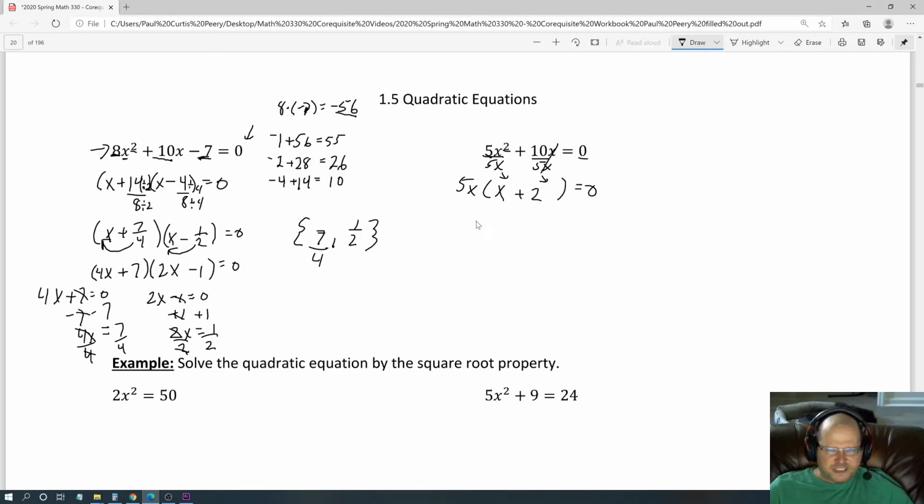Now, because of the zero factor property, we know that if 5x multiplied by x plus 2 is equal to 0, then either 5x is equal to 0 or x plus 2 is equal to 0. So we set them both equal to 0.